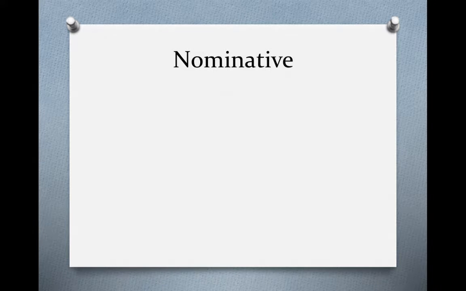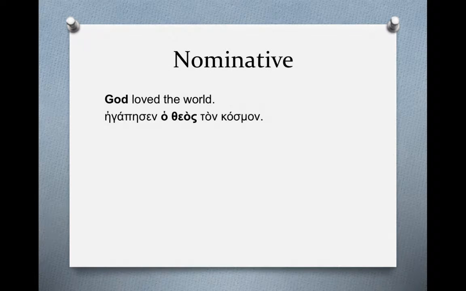So let's take a look at some nominative words in their own context to give you an idea of how these words function. Here's a fairly common phrase, God loved the world, taken from John 3:16. Agapesen ho theos ton kosmon. So agapesen, that's the verbal form of it, means loved. And ho theos, well, if we compare that with what we know about case endings, theos is a masculine word. Here it ends in the sigma, and so that's a sign of the nominative singular case.